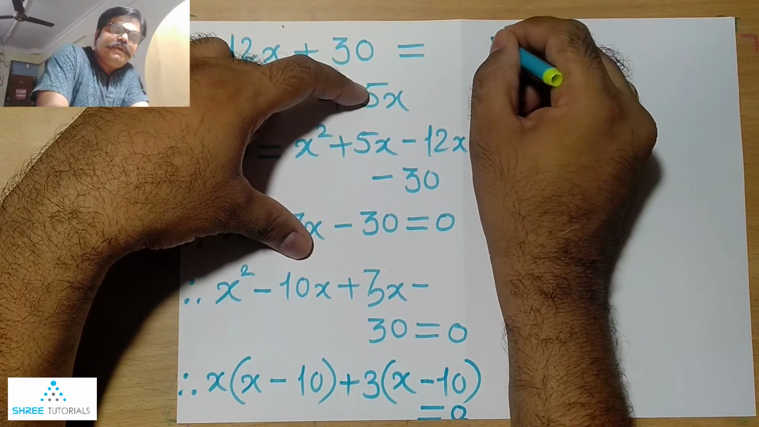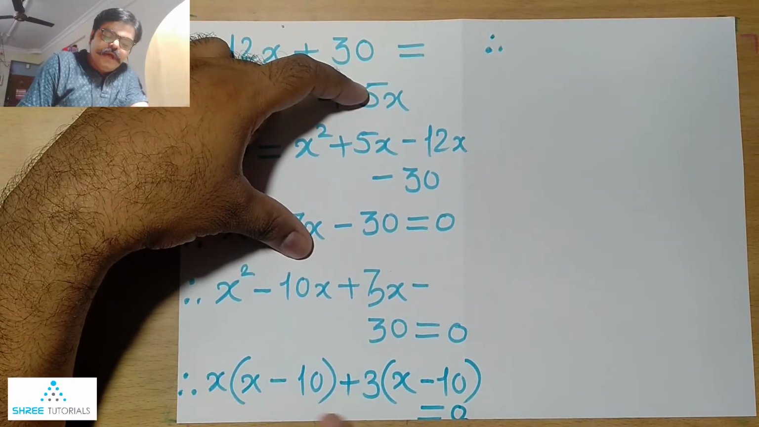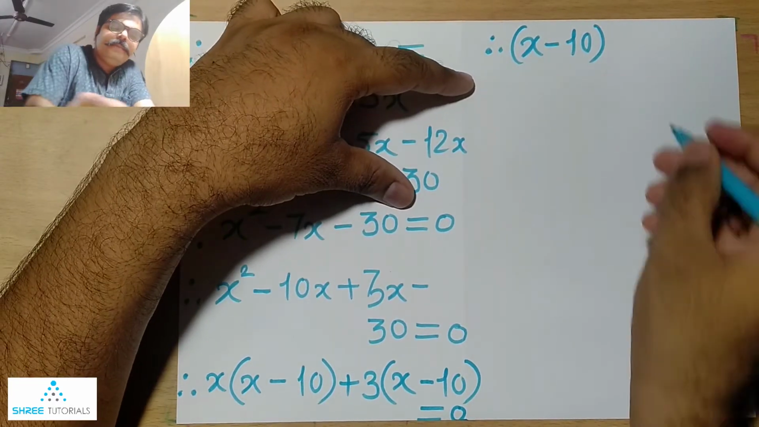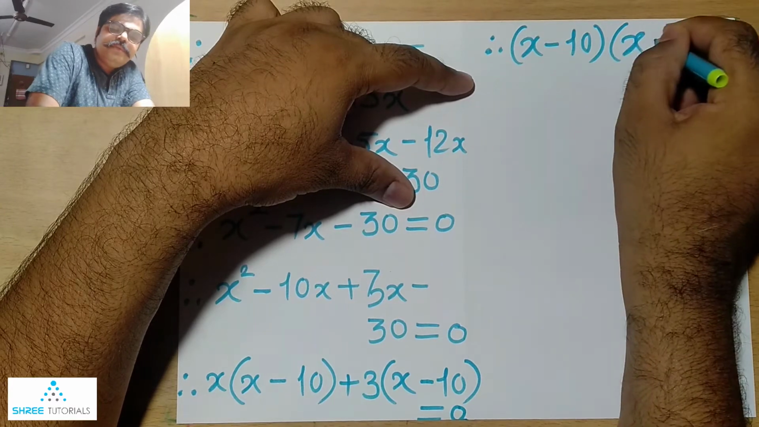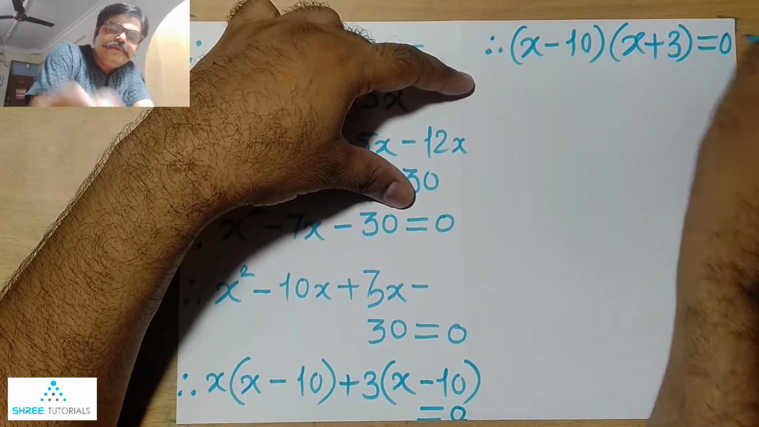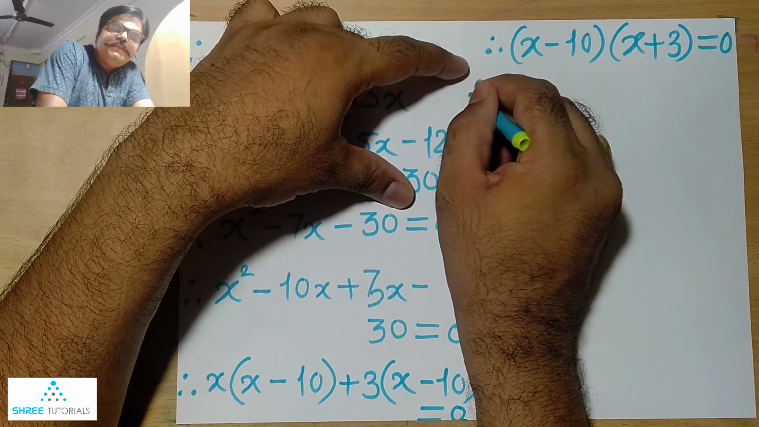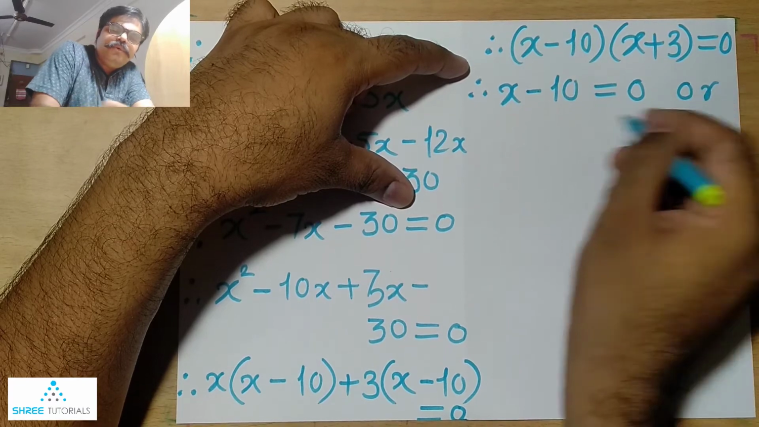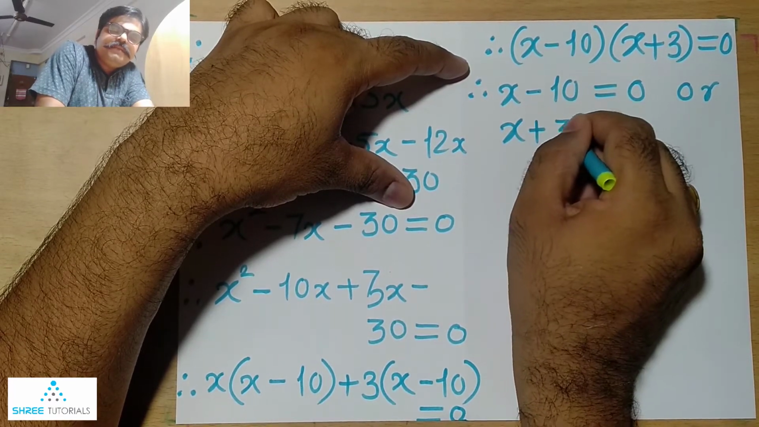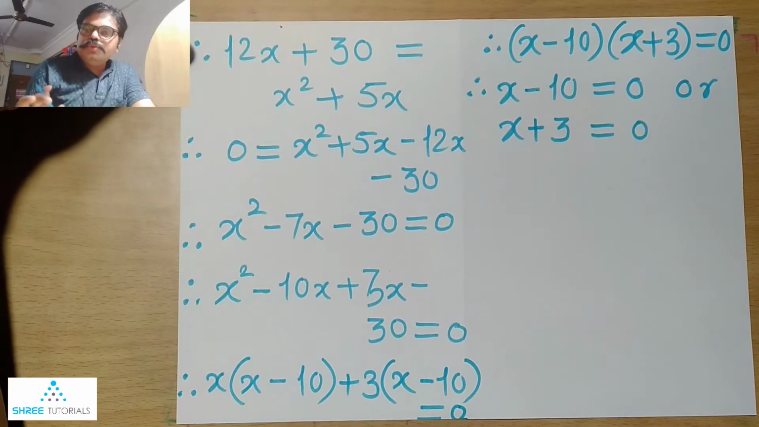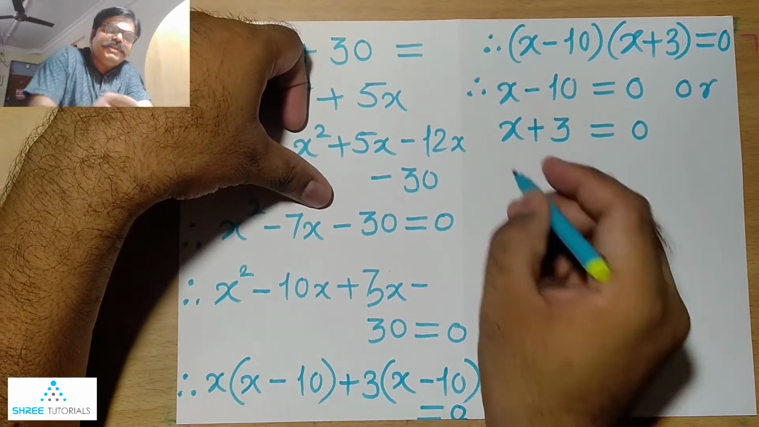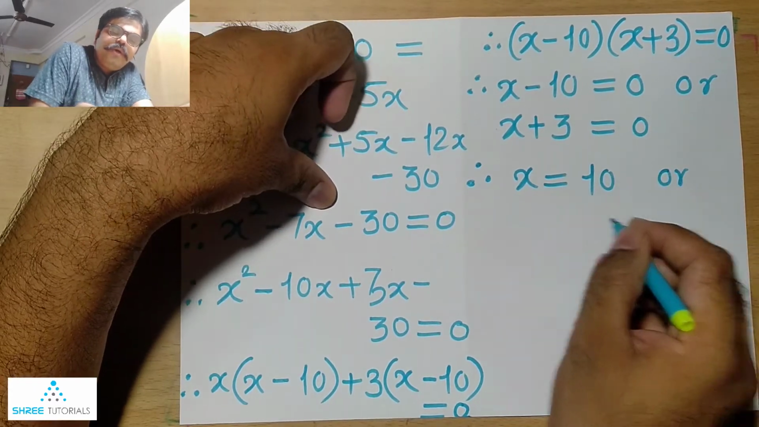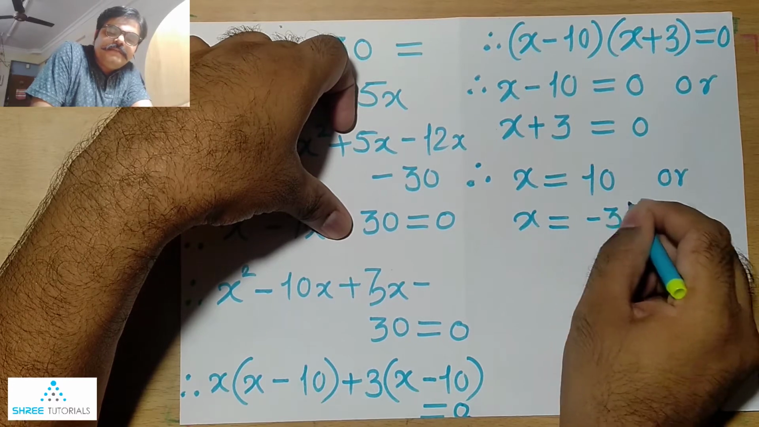Okay, so of these two brackets, x minus 10 will be common, and x plus 3 will as well be there, equal to 0. One by one these brackets will be equated with 0, so x minus 10 is equal to 0, else x plus 3 is equal to 0. These two brackets give us values, therefore x is equal to either positive 10 or else x is equal to minus 3.